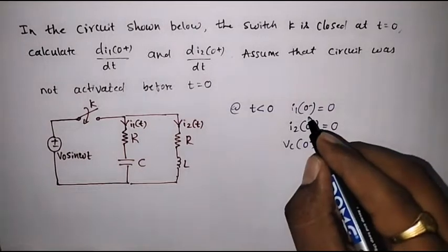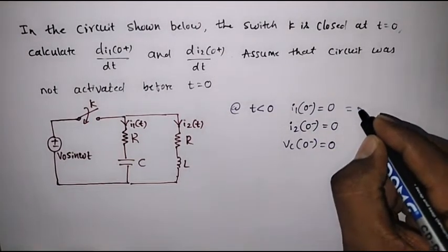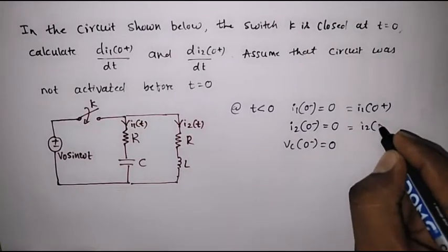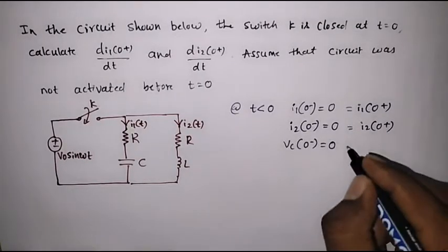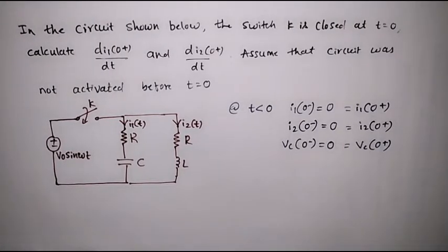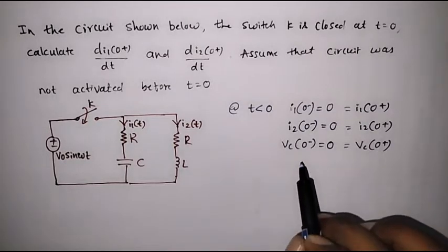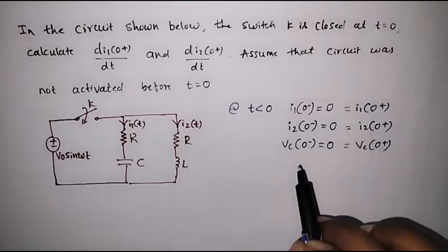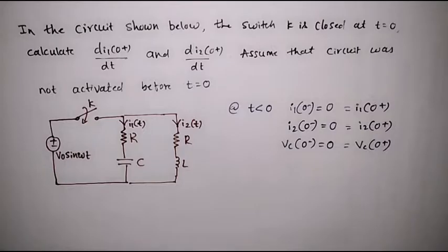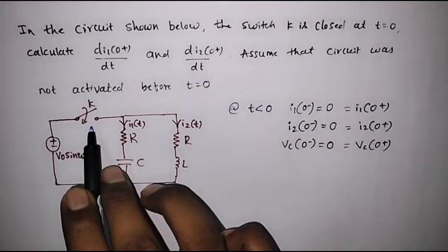And we know that I1(0-) is nothing but I1(0+), I2(0-) is nothing but I2(0+), and Vc(0-) is also equal to Vc(0+). That is, the current through the inductor before switching is the same as after switching, and the voltage across the capacitor before switching is the same as immediately after switching.